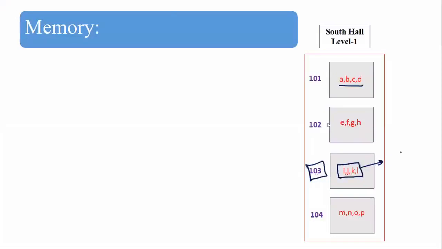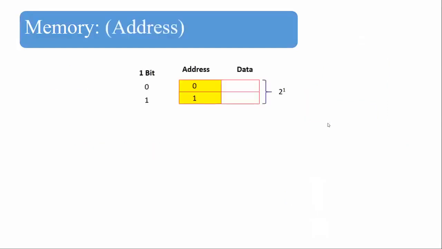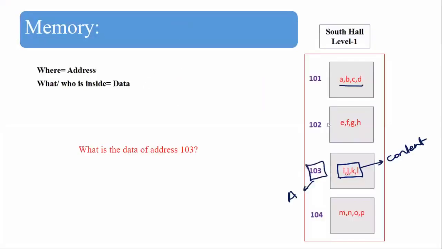So IJKL is your content and 103 is your address. Where is the address, and who and what is the data. I have already said IJKL. Is it clear? Yes, sir. Have you understood up to this? Yes, sir.